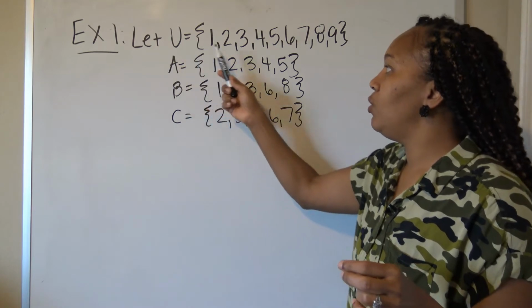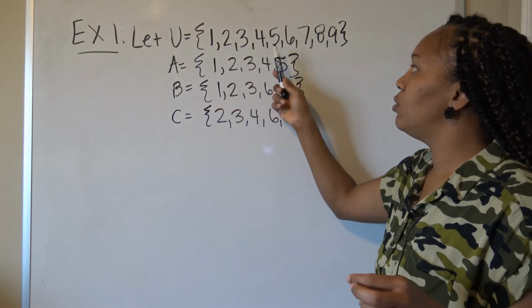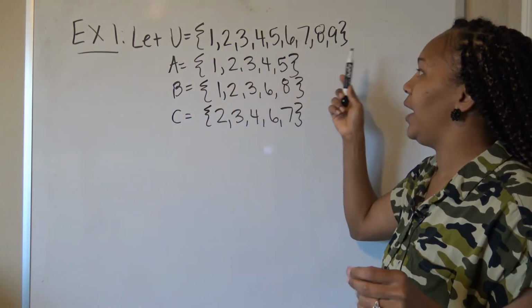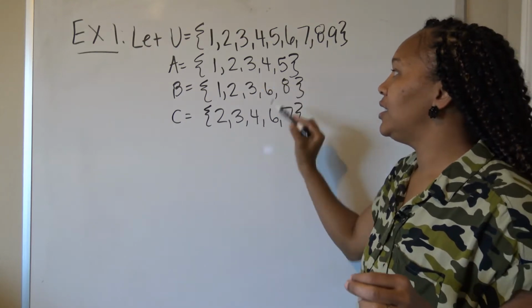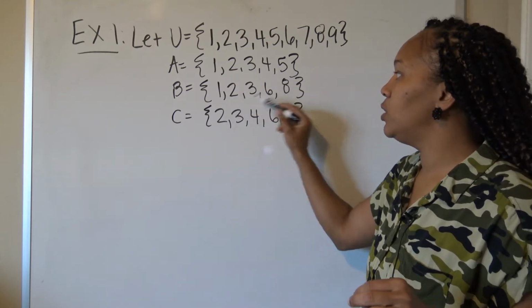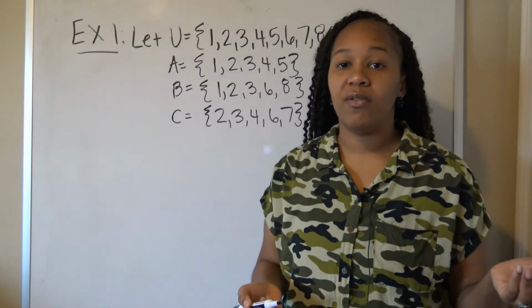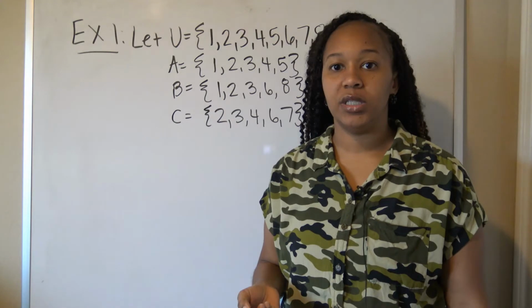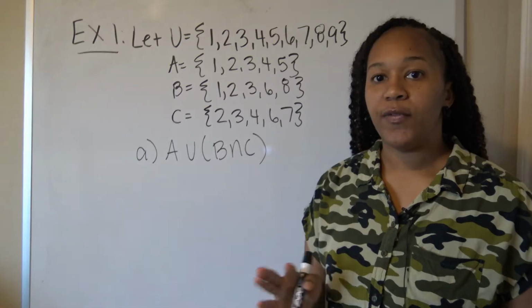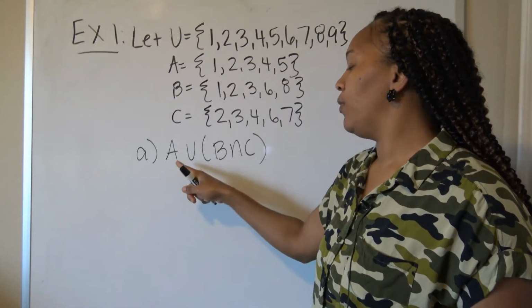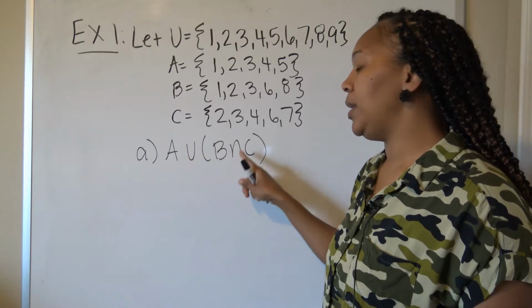We have let U equal the set with 1, 2, 3, 4, 5, 6, 7, 8, and 9 in it. A is the set with 1 through 5, B is 1, 2, 3, 6, and 8, and C is 2, 3, 4, 6, and 7. We want to perform some operations on these sets. For the first part, we want to perform this operation: A union (B intersect C).